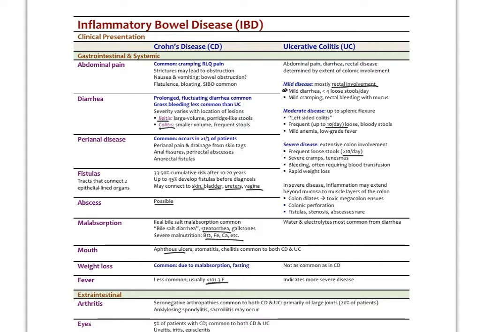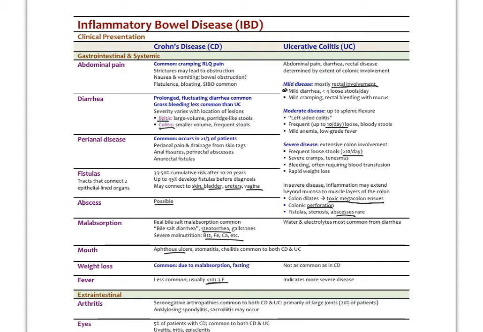We can also see the inflammation extend beyond the mucosa to the other muscle layers of the colon in severe disease. So the colon begins to dilate. You lose the autonomic tone. The muscularis mucosa degenerates, and so it's not able to keep the right tone. And we get potentially toxic megacolon, potentially perforation, and then, but rarely, the fistulas and the stenosis and the abscesses.